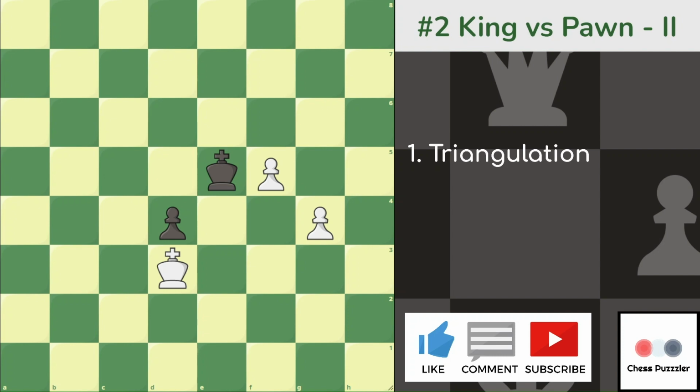That means if it were legal for you to just pass a move and let the opponent make the move, which will put you in a position of advantage, that is what we would call triangulation. Let's see how that's done.